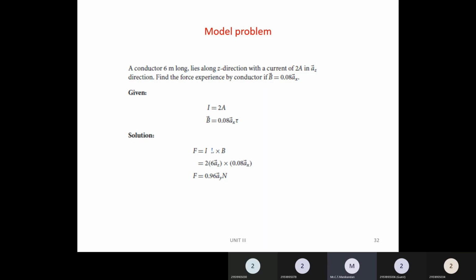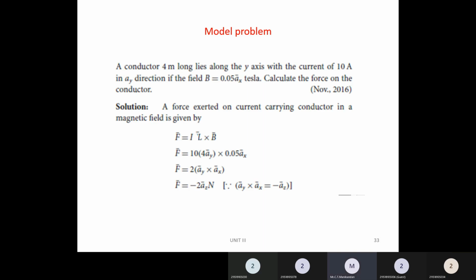F equal to IL cross B. I is the current and L is the length of the conductor, that one term of 6 AZ and B of 0.08 AX. So you will be getting 0.96 AY. Why did I represent it as AY? Because it is a vector product. The vector product AZ cross AX is AY.